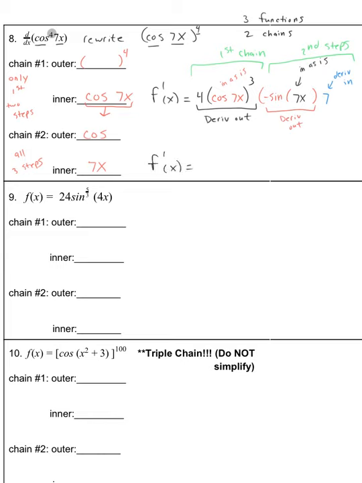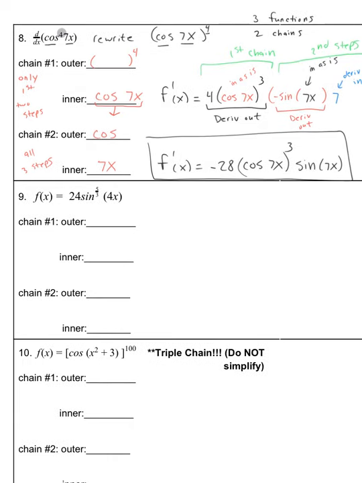So you put the numbers out front. 4 times negative 1 times 7 gives you a negative 28. We still have the cosine of 7x to the third. And then we still have sine of 7x. So make sure you don't forget anything. The sine of 7x. So there is your final best credit, full credit, best answer. That's a double chain. Kind of fun, huh?